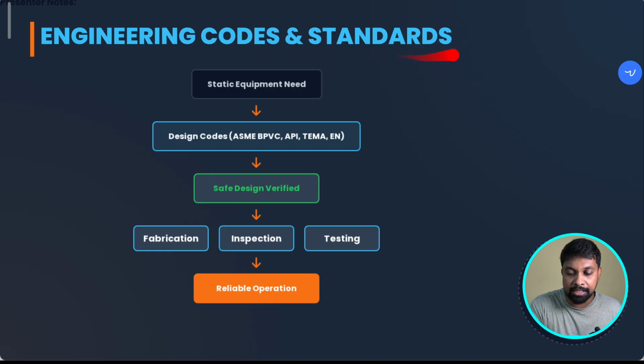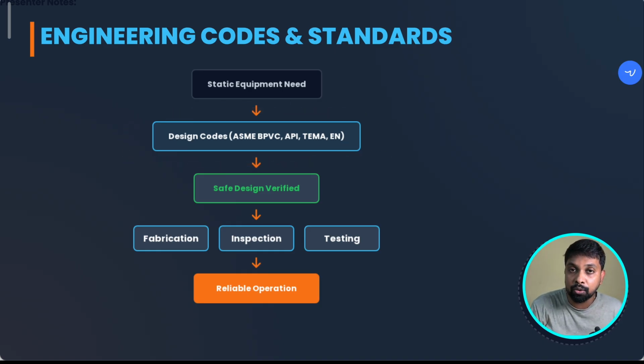Engineering codes and standards: how are we going to design static equipment using codes and standards? First, does static equipment need a code? Yes, of course. Almost all static equipment needs a design standard or design code. The codes are mostly ASME BPVC, that means the ASME Boiler and Pressure Vessel Code, API, that means American Petroleum Institute, the Tubular Exchanger Manufacturers Association (TEMA), and EN.